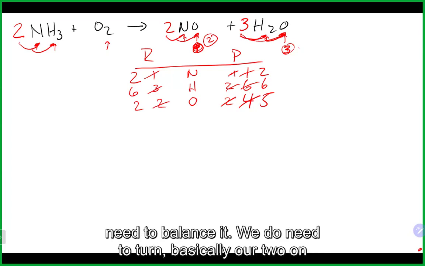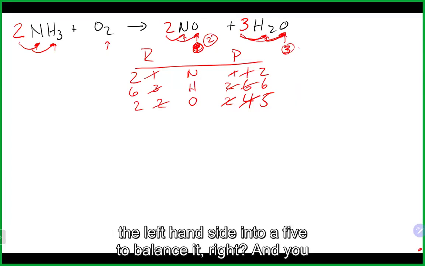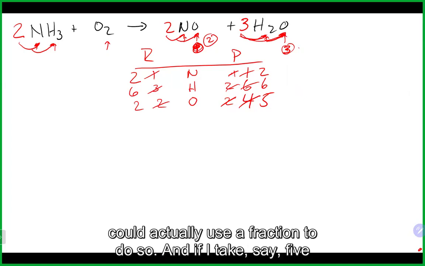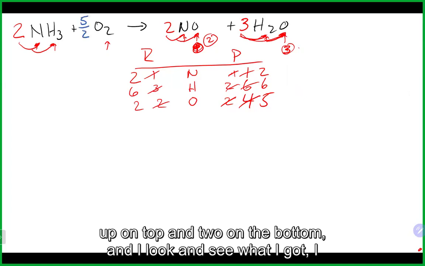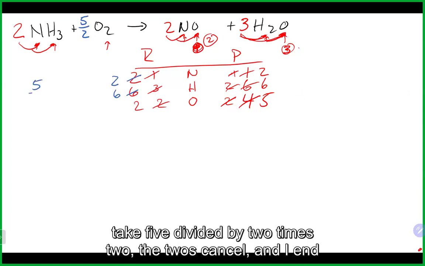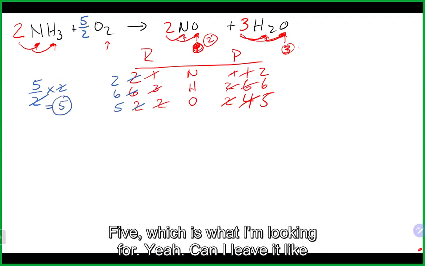So basically here, we do need to balance it. We do need to turn basically our 2 on the left-hand side into a 5 to balance it, right? And you could do that a couple of ways, but one way you could do it is you could actually use a fraction to do so. If I take, say, 5 up on top and 2 on the bottom, and I look and see what I got, I now have 2 nitrogens. I now have still 6 hydrogens. When I take 5 divided by 2 times 2, the 2's cancel and I end up with 5, which is what I'm looking for, yeah?